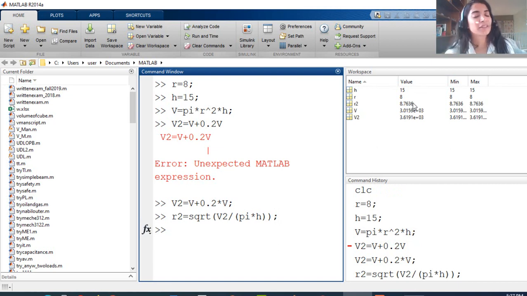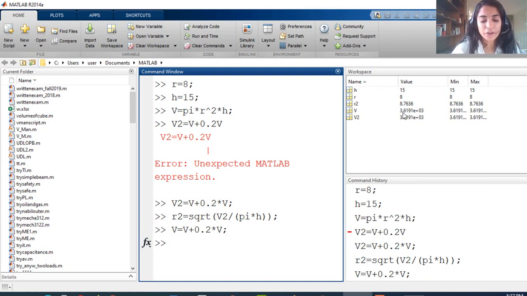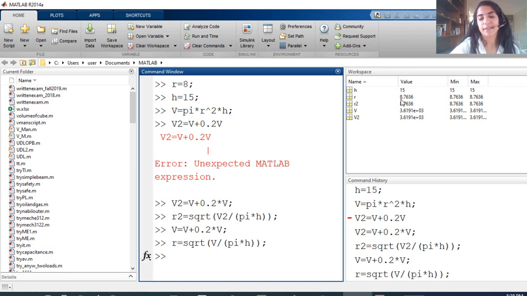Now what if I don't want to define V2 and R2? Instead, I'm going to modify V and R to have the new values. So what I'm going to do is define the new V as the old V plus 0.2 of this V. Now V will change. It will have the same value as V2. You can see it here, take a look at the workspace. And then I'm going to define the new R as sqrt of this V over pi times h. So of course the new R will be replaced and the value will be 8.7636.